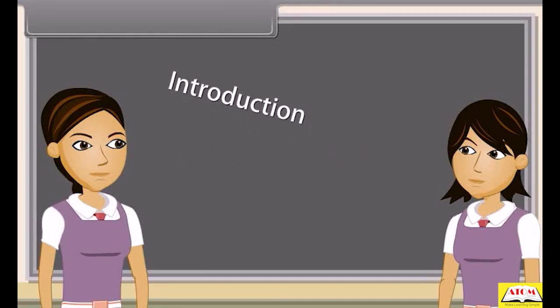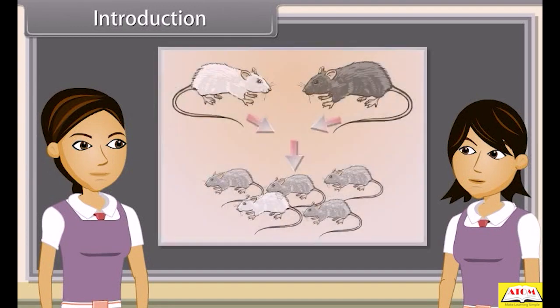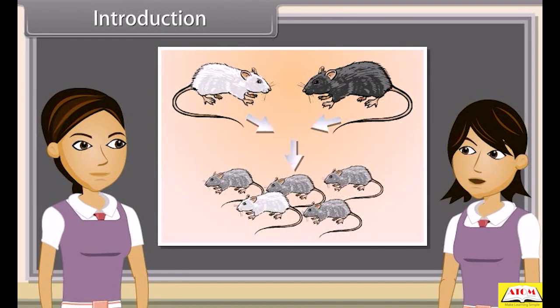Introduction. We know that reproduction is the ability of all organisms to produce young ones similar to themselves in most of characters. Yes, we can also say the process by which species is continued is called reproduction.